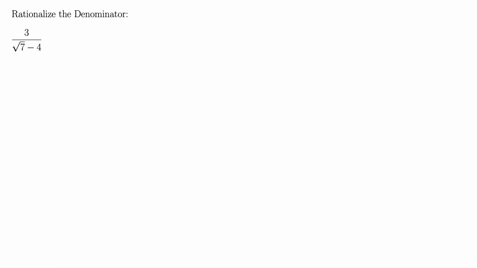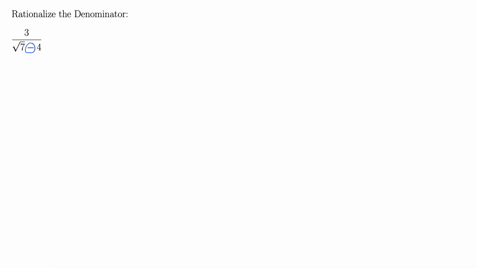For this example, we want to rationalize the denominator of 3 over rad 7 minus 4. Now this is a little different because we have this minus sign. A plus or a minus down in the denominator makes these kinds of problems a little different. And the key to these is to use the conjugate.